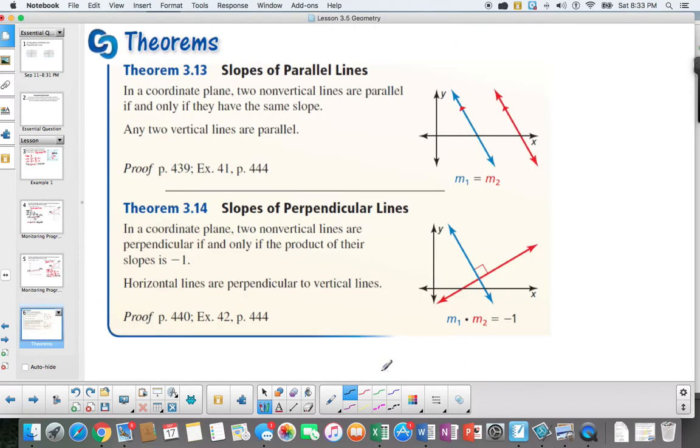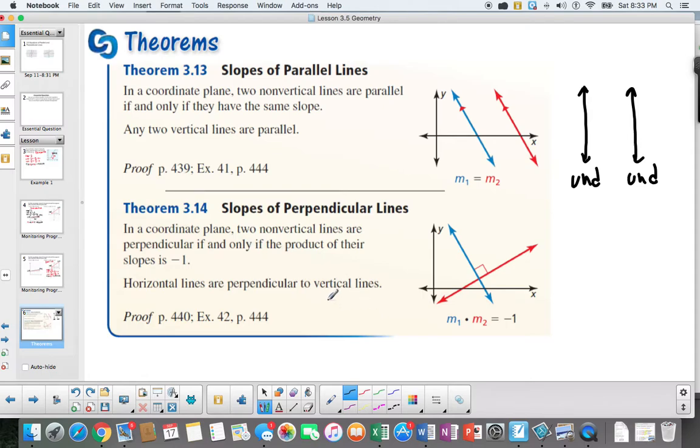Let's take a look at these two theorems, slopes of parallel lines and slopes of perpendicular lines. Parallel lines: two non-vertical lines are parallel if and only if they have the same slope. If they happen to be both vertical, and let's talk about vertical, vertical means the slope is undefined.